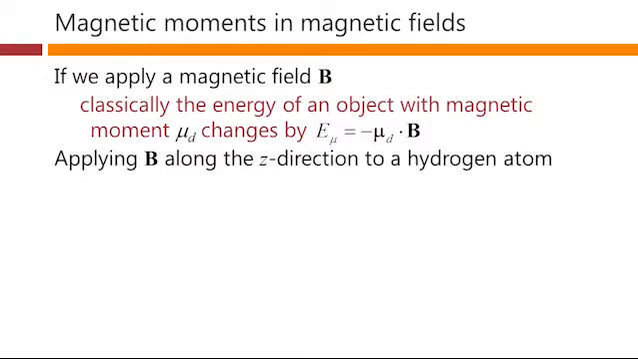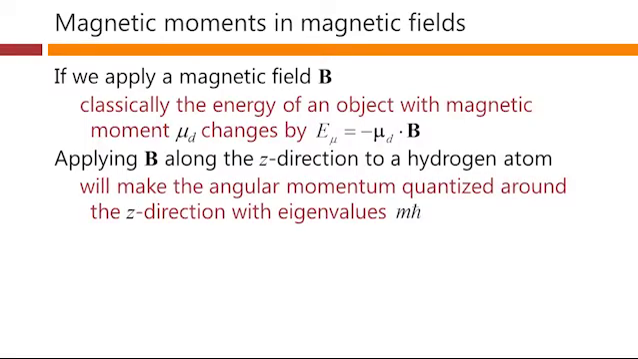Now, applying B along the z direction to a hydrogen atom would actually force the z direction to be the special direction in the hydrogen atom. We could check that out. We won't do the quantum mechanical version of this problem here. And that would mean that around the z direction, we would expect the angular momentum to be quantized with values m h bar, where m is an integer. It's the m quantum number of the hydrogen atom, which incidentally is really called the magnetic quantum number. So we're not solving this quantum mechanical problem here, but this is what would happen if we did, at least neglecting spin for the moment.